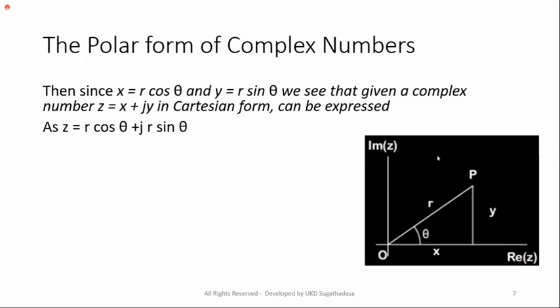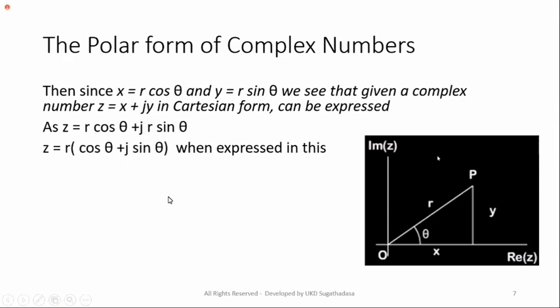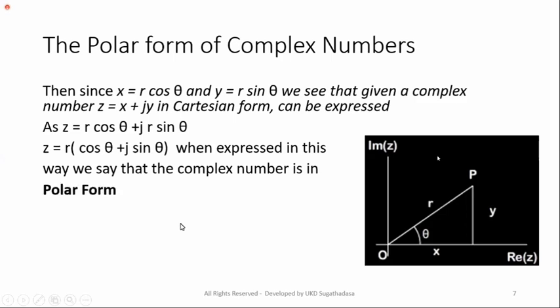Replace those values. For x you can write r cos theta, for y you can write r sin theta. Finally, the complex number becomes r cos theta plus j sin theta. When expressed in this way, we say that the complex number is in polar form. Right?